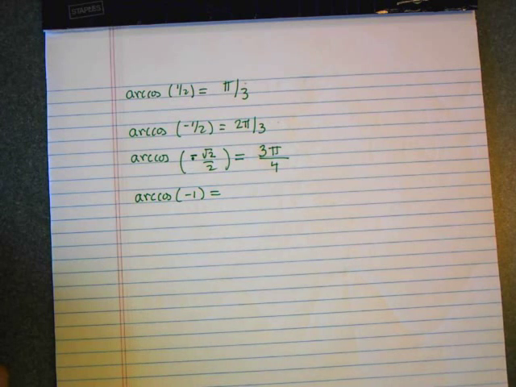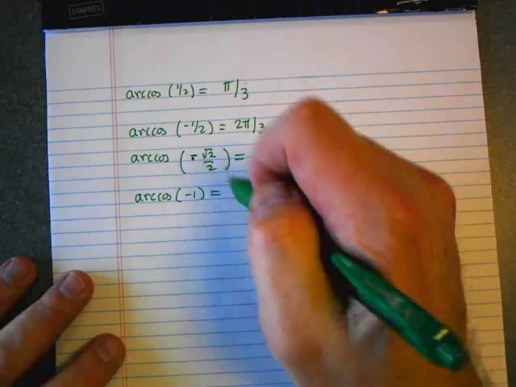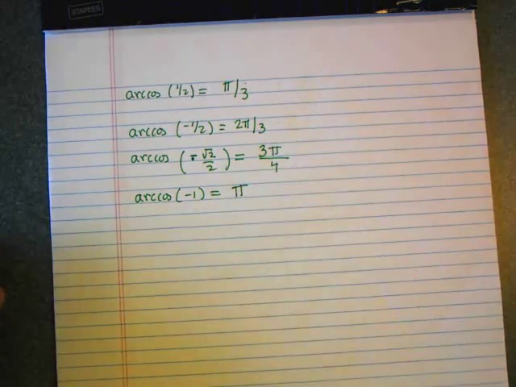Now, cosine of 0 would give me positive 1. Pi is correct. Cosine of pi would give me a negative 1. So the arc cosine of negative 1 is pi. All the way to the end. All the way over halfway across.